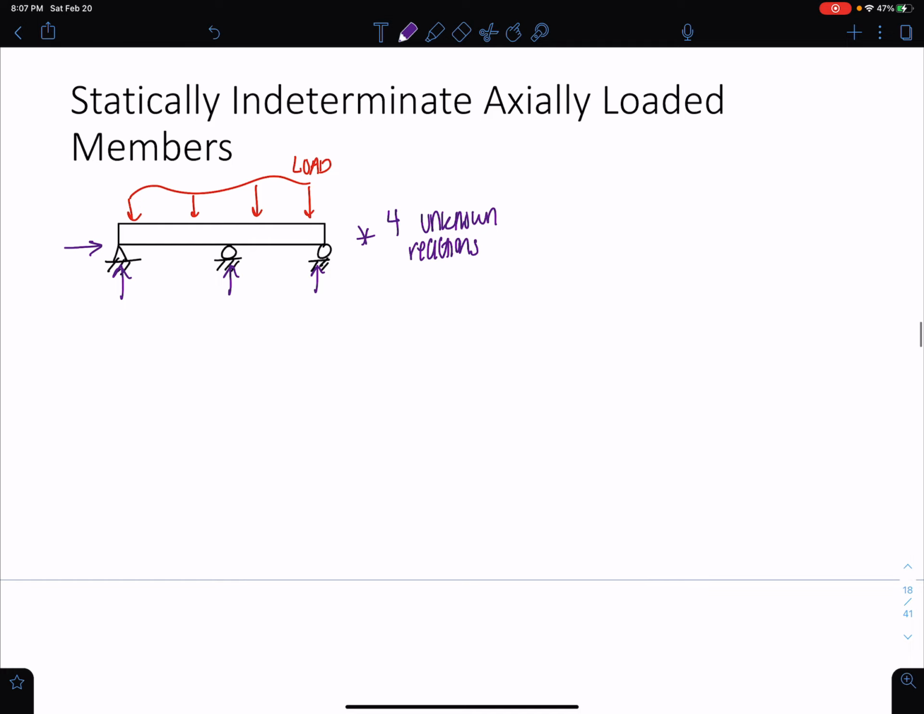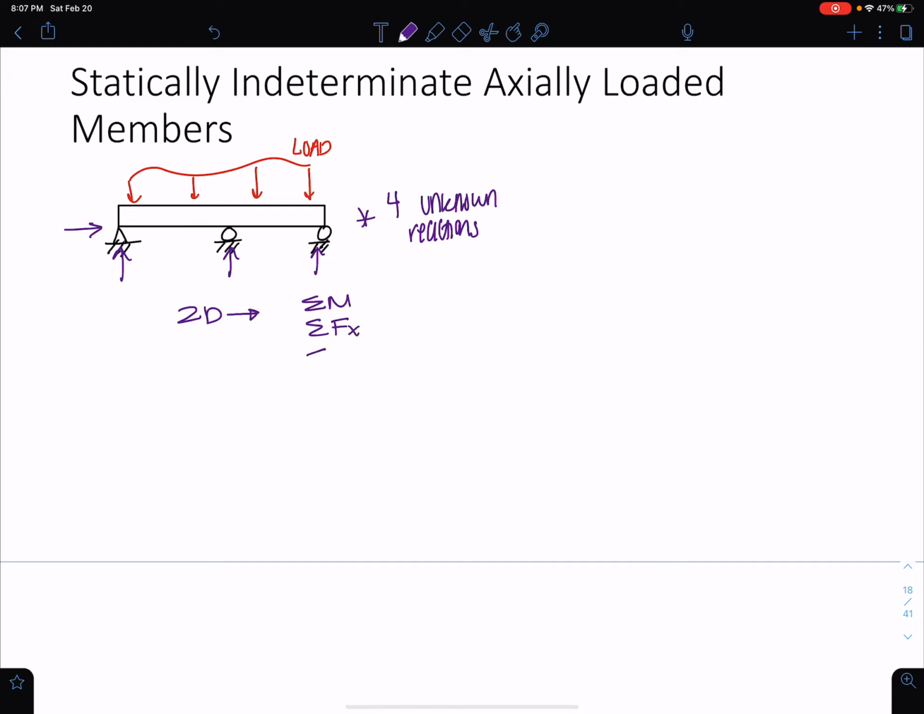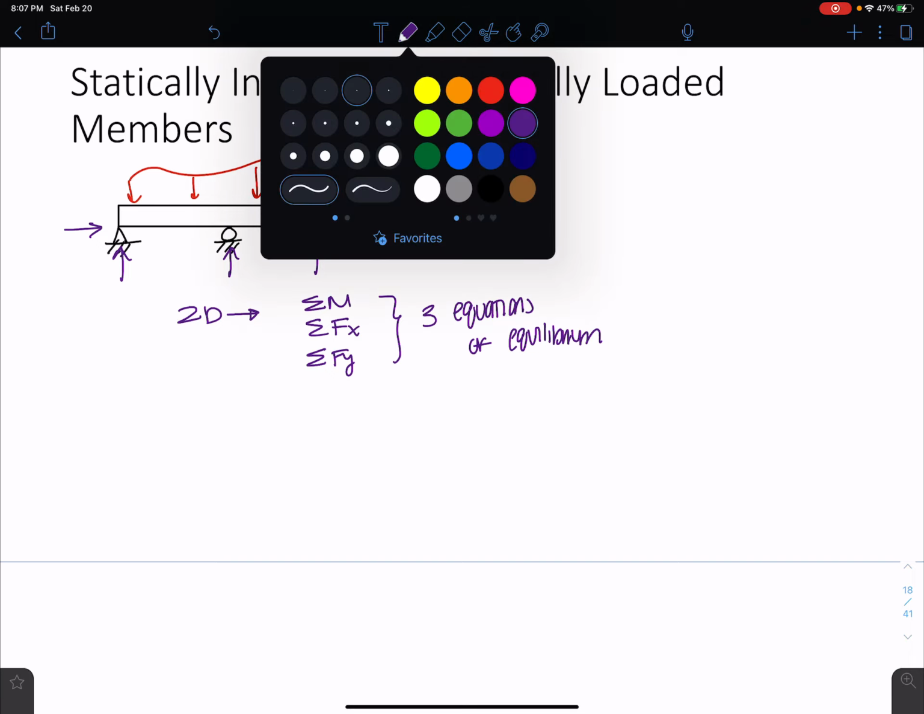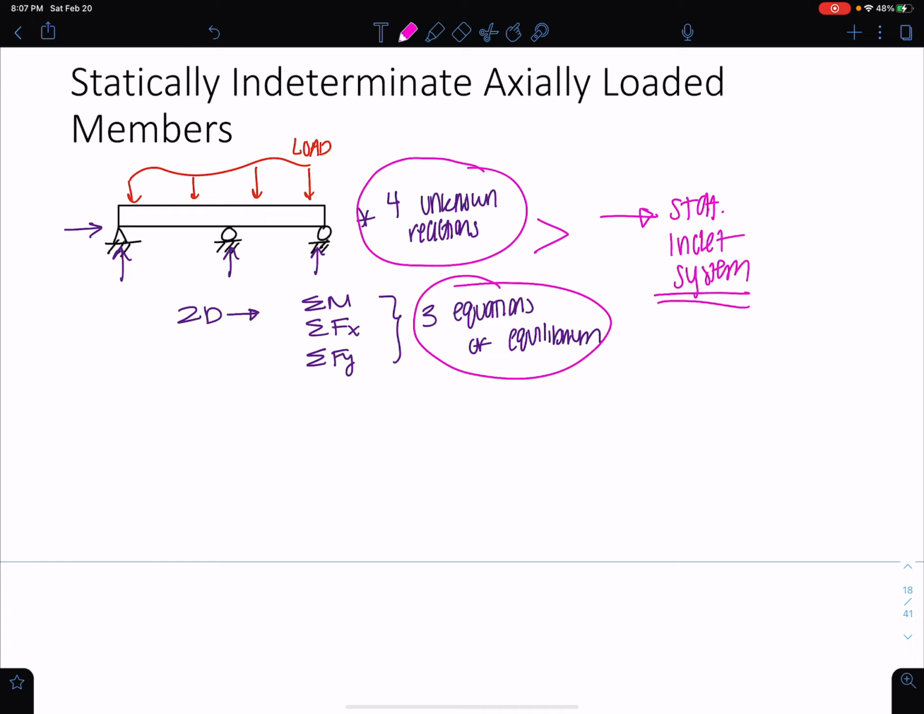But this is a 2D system. So how many equations of equilibrium do we have? We have sum of moments, sum of forces in the x, and sum of forces in the y. So we only have 3 equations of equilibrium. Whenever our number of unknowns is greater than our number of equations of equilibrium, this is a statically indeterminate system. That's the general definition.